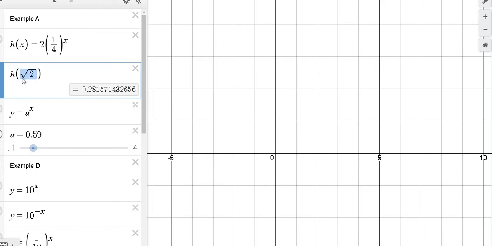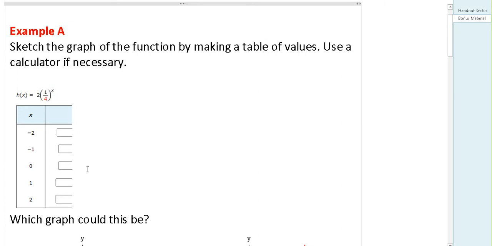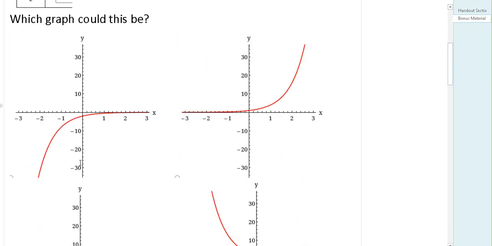Going back here to like 3, there you go, beautiful. Now, that'll help you with the first part of this, filling in this table. You can also do tables off of your graphing calculator. The second part is which graph could this be?